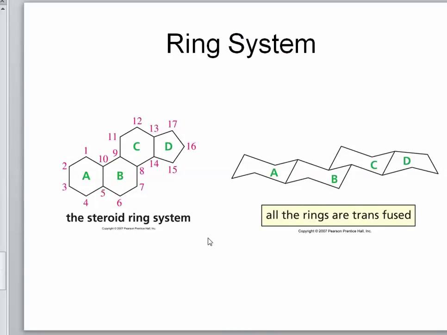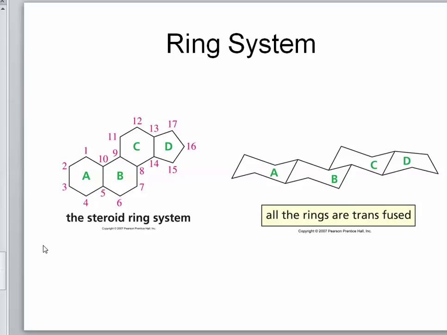So if you take a look at the PowerPoint, this is going to give you the A, B, C, D, 1, 2, 3 a little bit clearer than I can maybe. So there it is in the PowerPoint lecture for you. And then over here to the side, you're going to see that all of these rings, 6-membered ring, 6-membered ring, 6-membered ring, 5-membered ring, are what we call trans-fused.